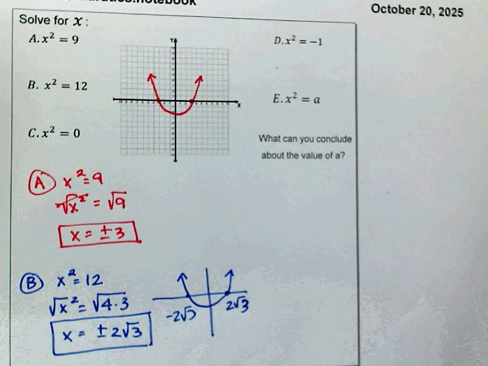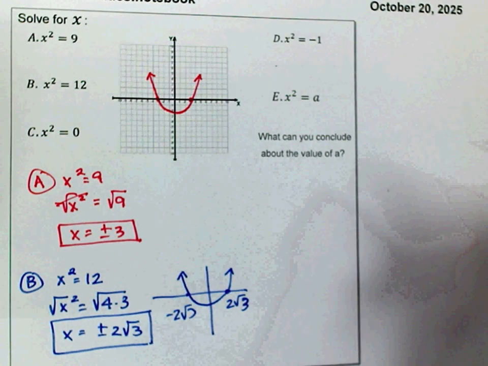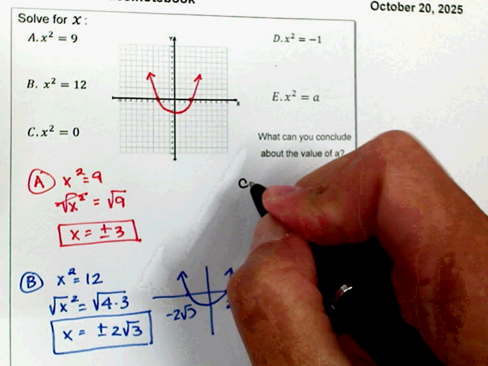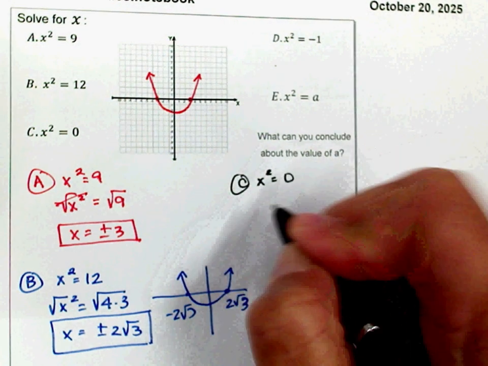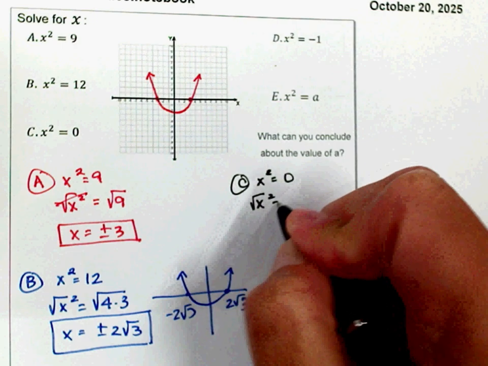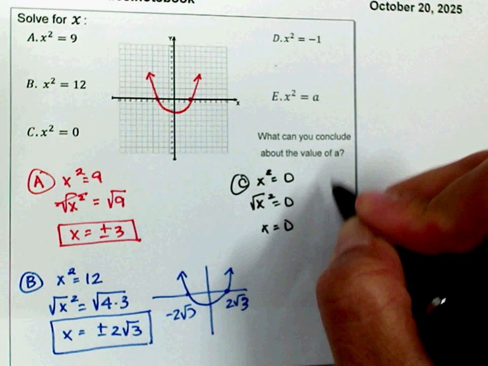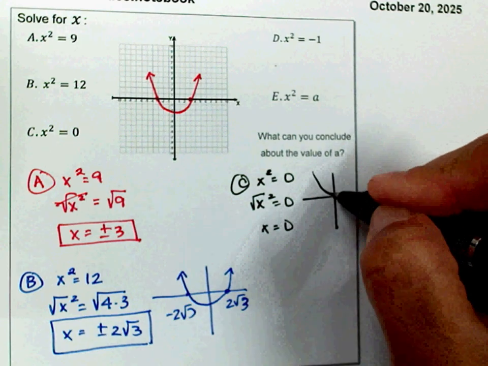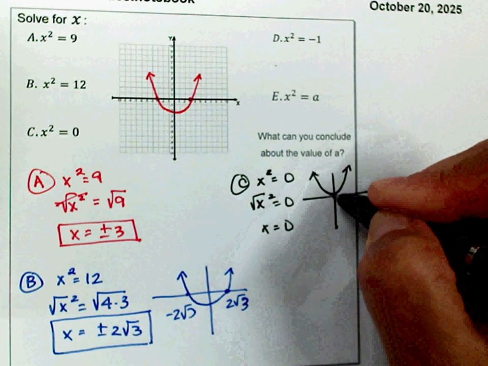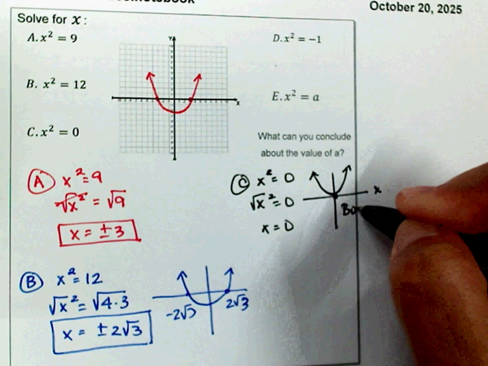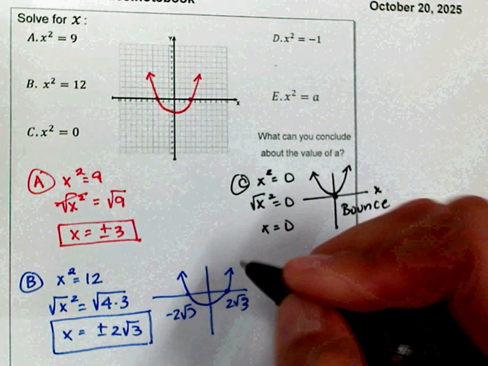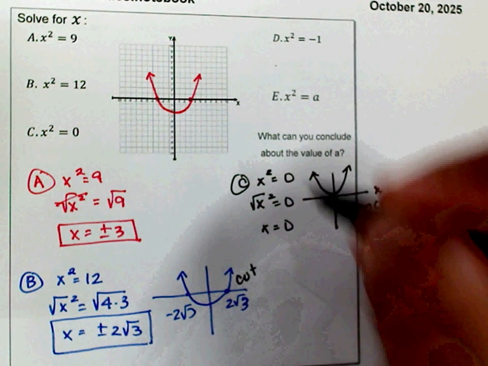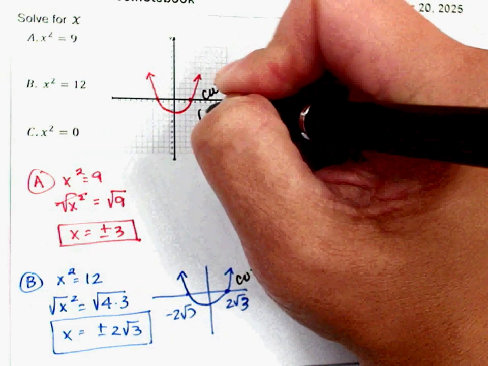All right. Next part, let's look at C. X squared is equal to 0. Square root of x squared, so x is equal to 0. This time you're only going to touch the x-axis at 0. Notice it hits the 0 and goes back up. This is called a bounce. Some people say a cut, some people say a cross.